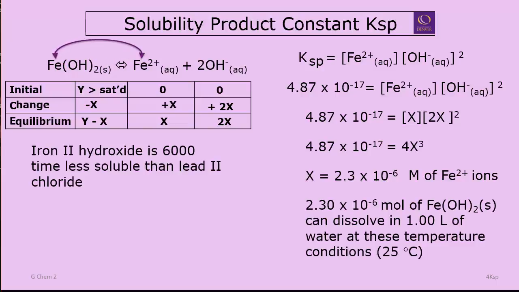And if you want to reinterpret it, iron 2 hydroxide is 6,000 times less soluble than lead 2 chloride. And you can see that immediately as long as the metal to anion ratio is the same. You can compare Ksps directly, and when you see this lower Ksp, you know that it is less soluble.